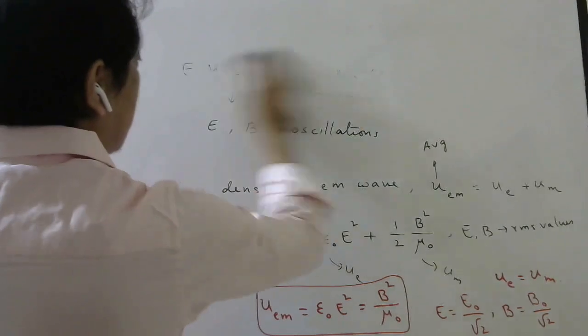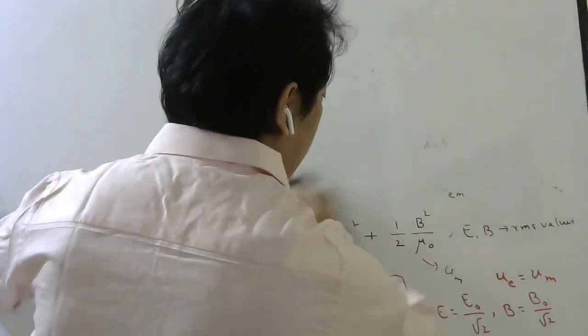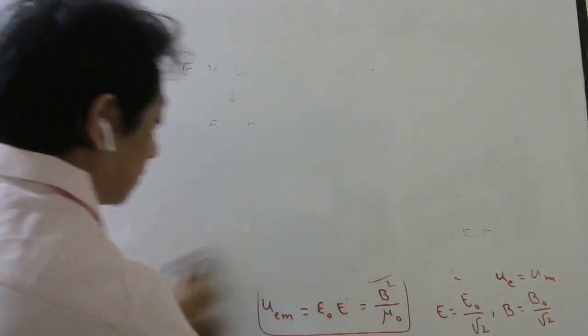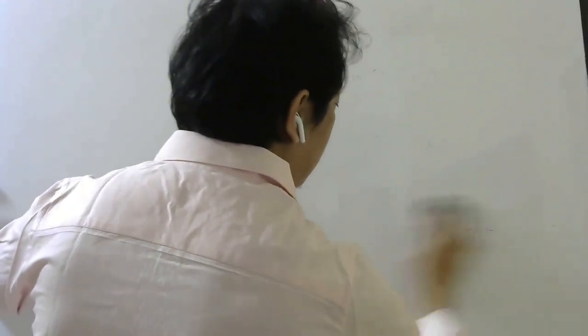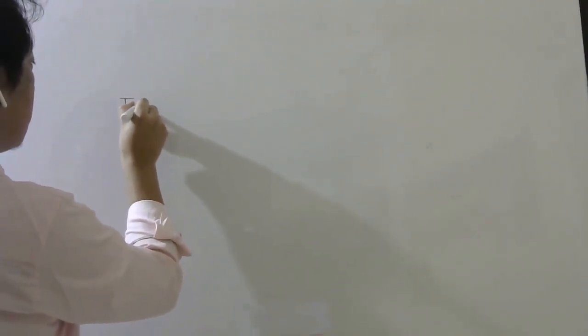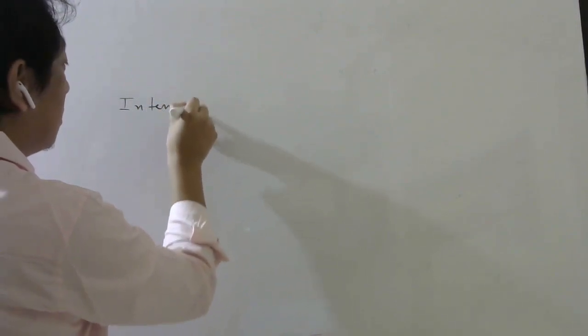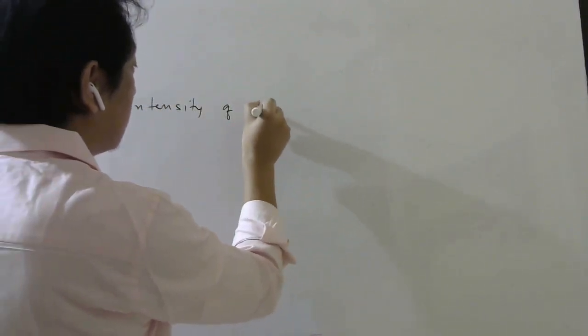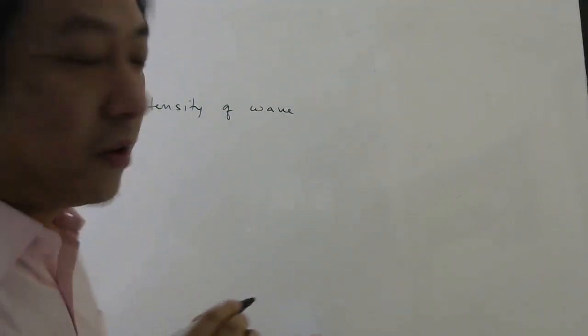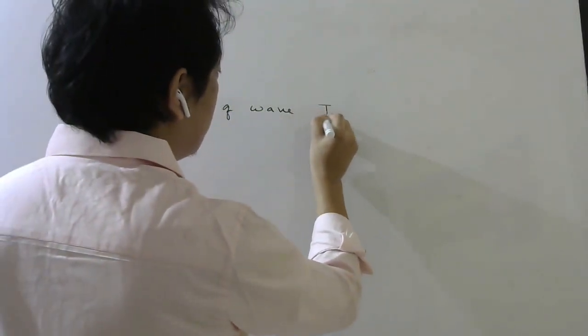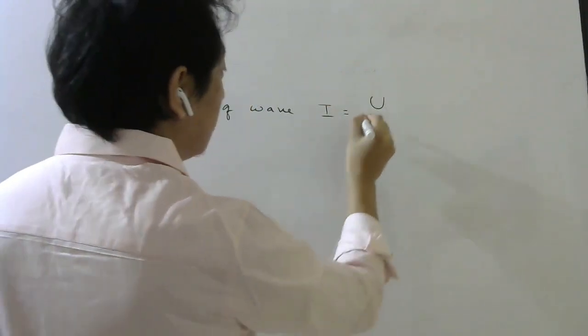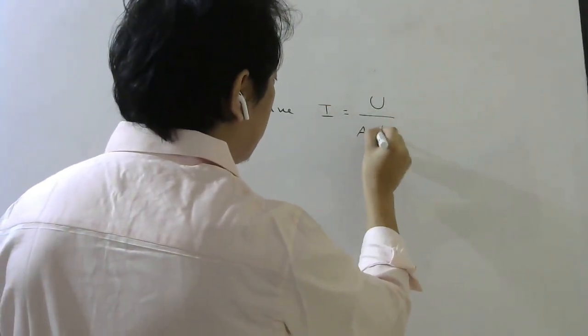Okay. Then after knowing the energy density, sometimes they will ask you about intensity. Okay, so intensity of a wave, whether it is electromagnetic waves or any other waves. The definition for intensity is total energy per unit area per unit time.